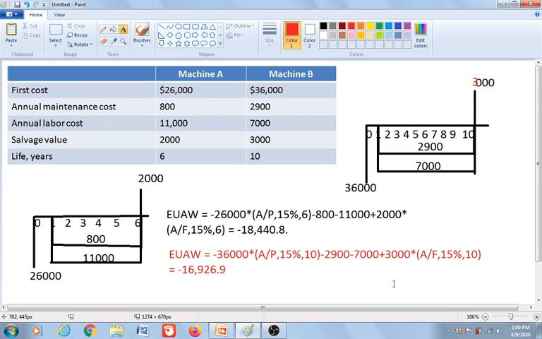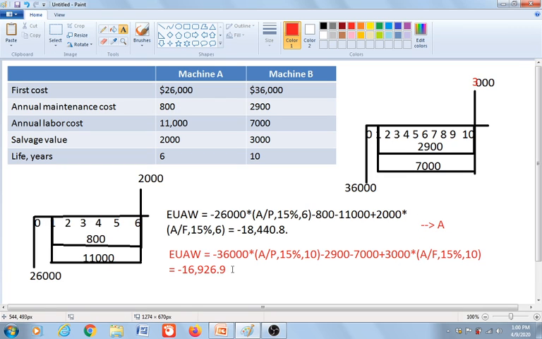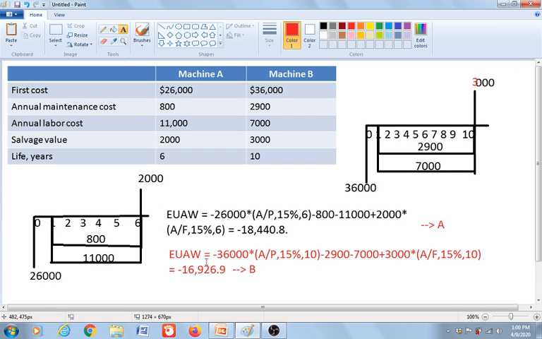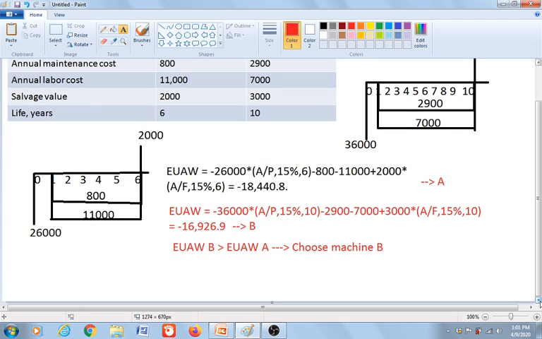Okay, so this is for A, and this is for B. So since the EUAW of B is bigger than the EUAW for machine A, so EUAW B is bigger than EUAW A, so we choose machine B. So that's how we do the annual cash flow analysis.